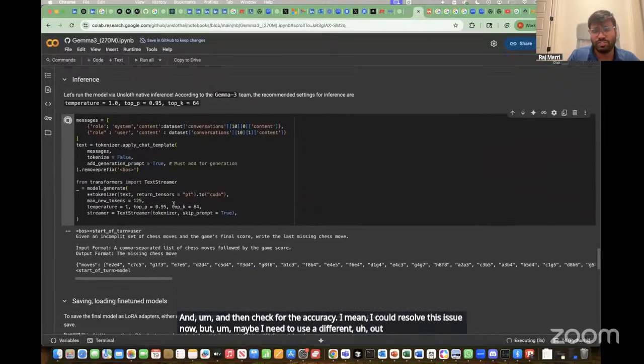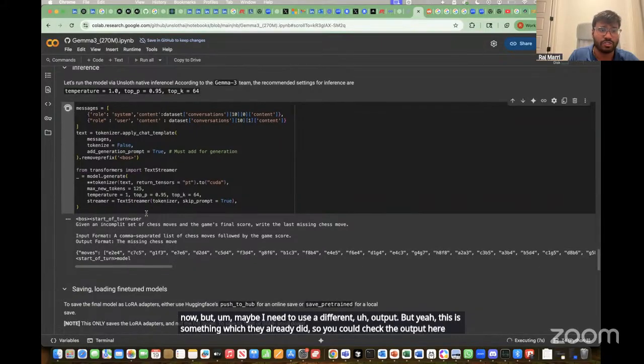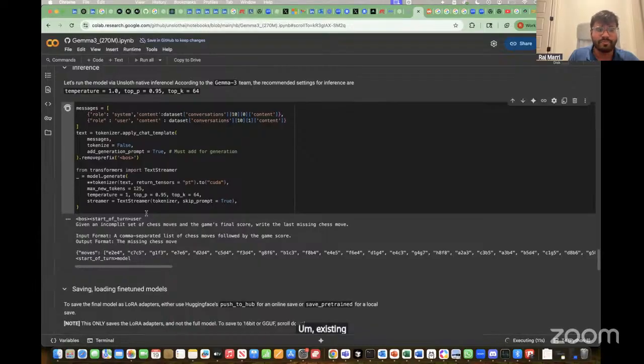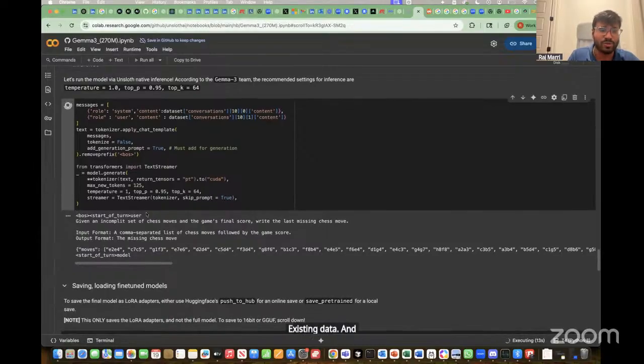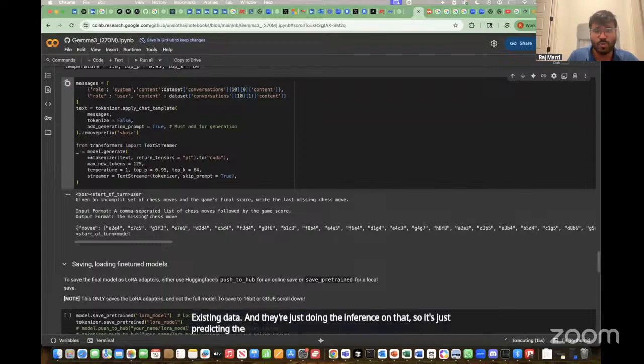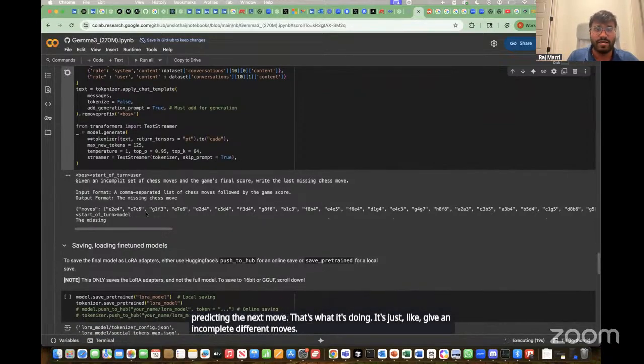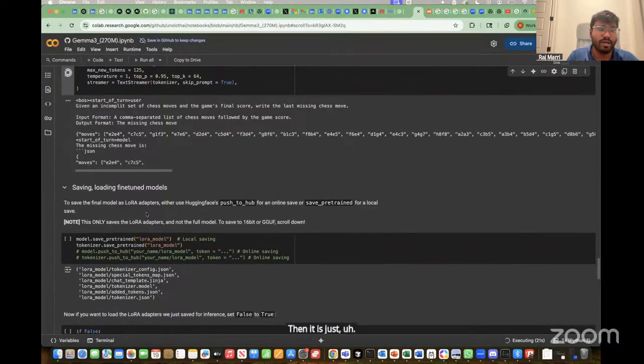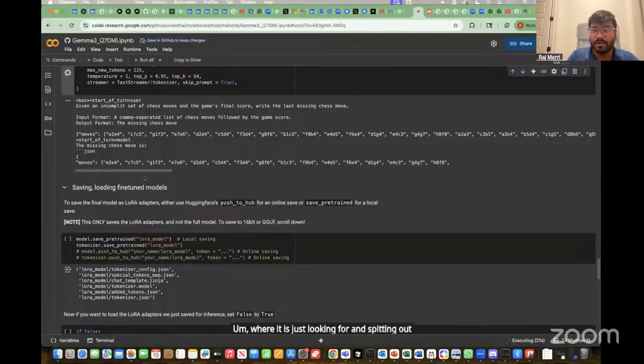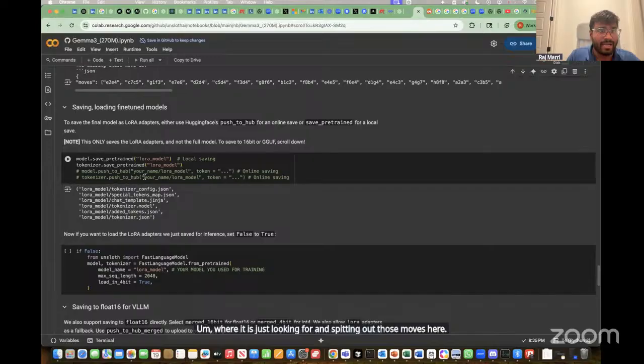But this is something which they already did, so you could check the output here. They are executing this against existing data and doing the inference on that. So it's just predicting the next move. Given incomplete sequences of different moves, it checks for the last move, looks for it and spits out those moves here. And then there you go.